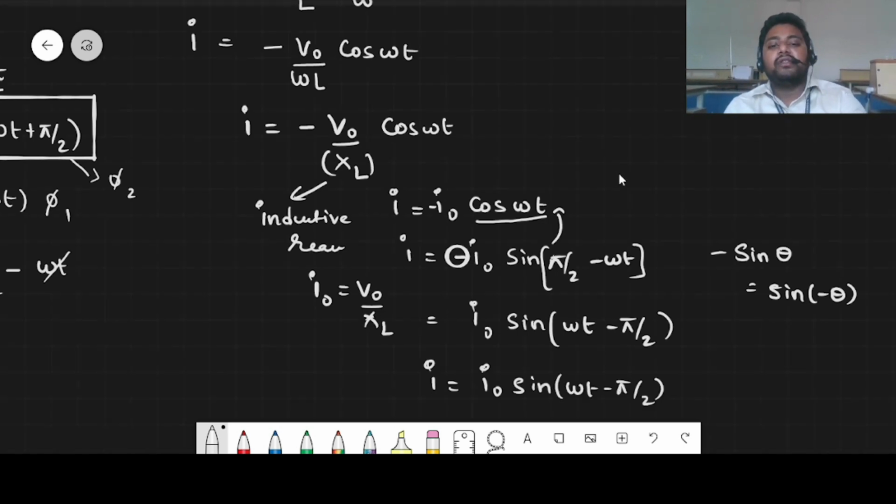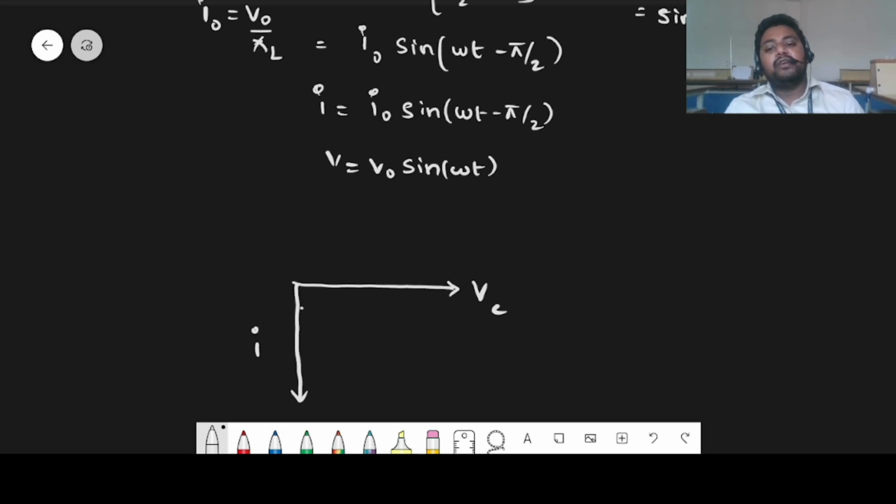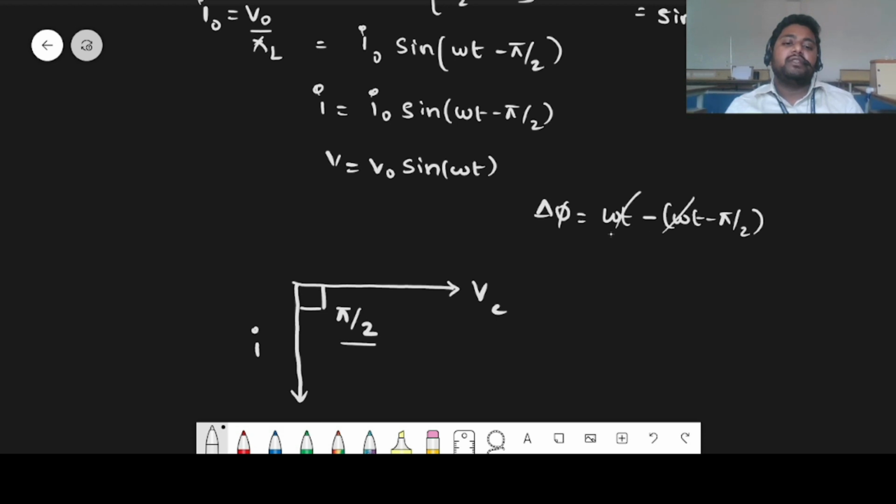In this inductance condition, your V is equal to V naught sine omega t. From this, you can observe, compared with the voltage, that the current is lagging behind. And by how much angle is it lagging behind? By an angle of pi by 2, because the phase difference is omega t minus of omega t minus pi by 2. So these two get cancelled, and you get pi by 2 as your phase difference.